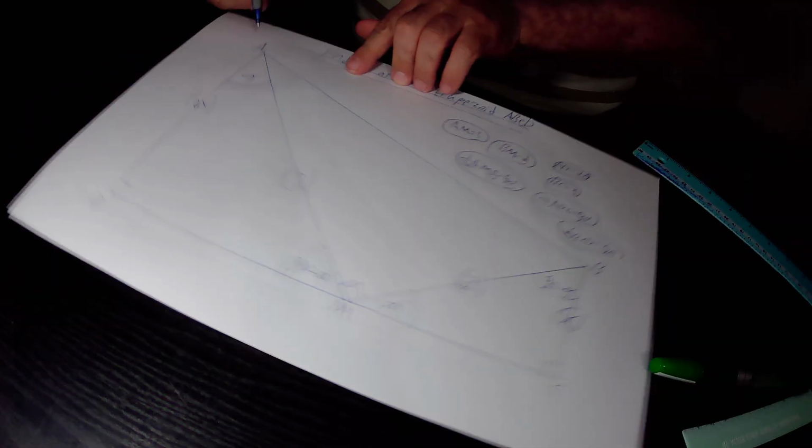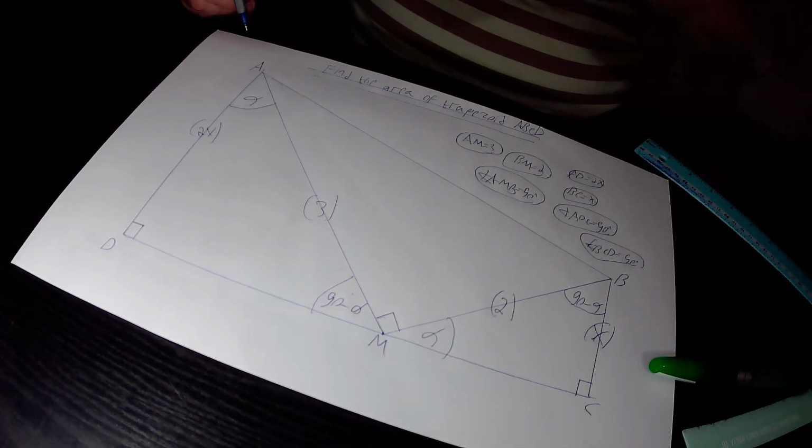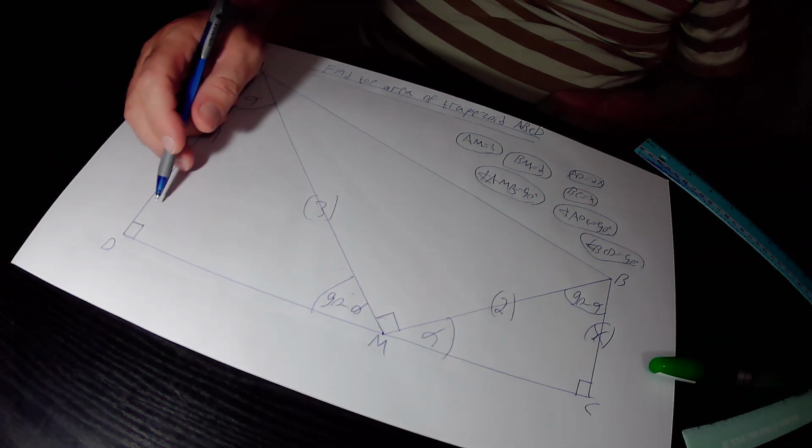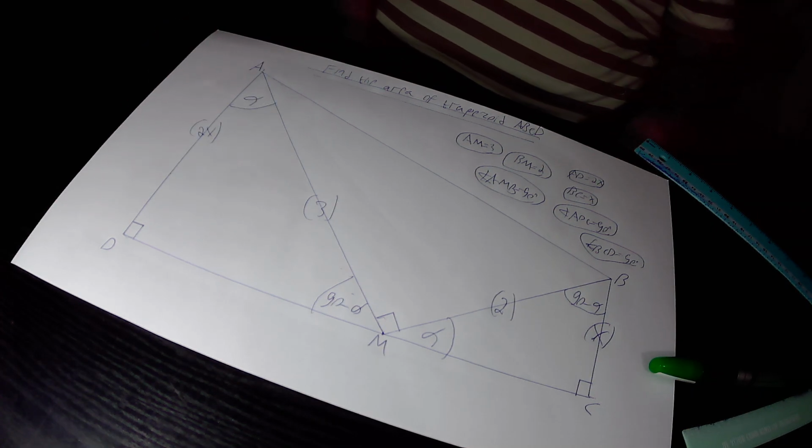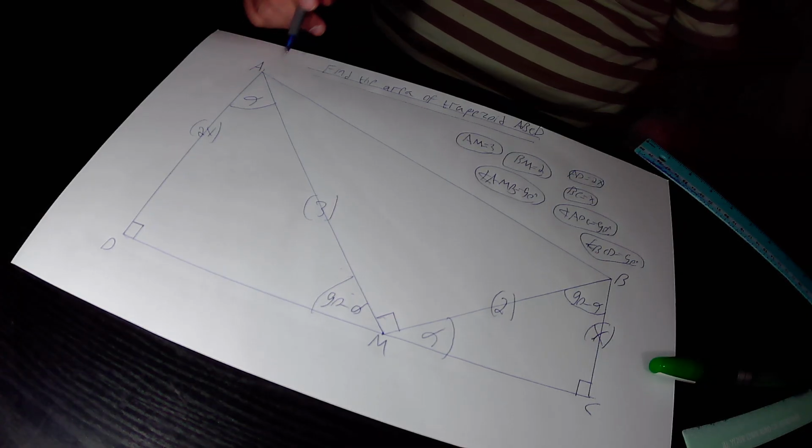Why? Because alpha plus 90 degrees minus alpha is 90 degrees, and 90 degrees plus 90 degrees is equal to 180 degrees. That is the sum of the angles in a triangle. Okay, therefore this missing angle must be equal to alpha.